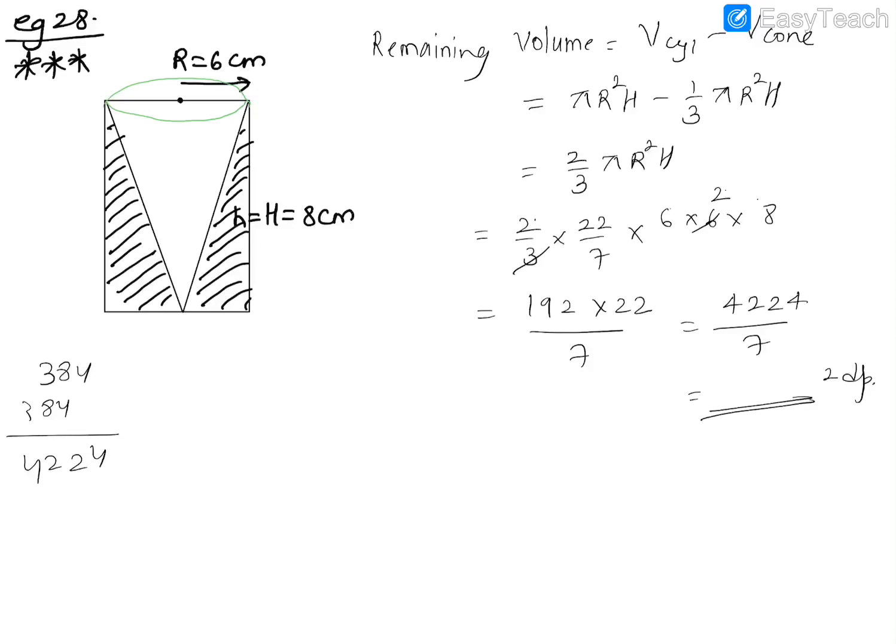Now the next part is how do you find out the TSA? This is going to be a little challenging. Here also it's going to be a circle from the bottom. So what will our TSA be now? For the TSA, first the bottom is what?